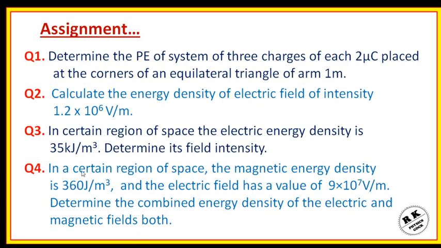The fourth question is somewhat different. Here an electromagnetic region is assumed, where an electric field is there as well as a magnetic field. The magnetic energy density is mentioned and the electric field intensity is given. You are supposed to find the energy density due to the electric field and add it to the magnetic field energy density. This will give the combined energy density of the EM field.